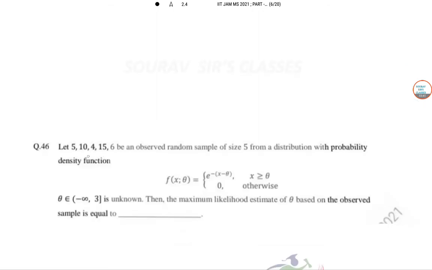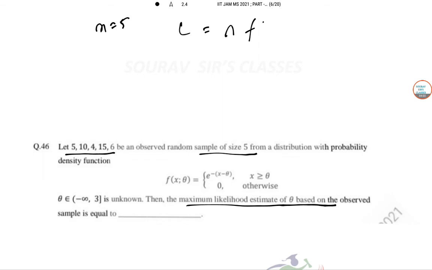In question 46, there are 5 observations, 5, 10, 4, 15 and 6, observed from a random sample of size 5 from a distribution with the given PDF, where theta is known. Then what is the maximum likelihood estimate of theta based on the given sample? So n equals 5, f of x, theta is given by this function. For the MLE, L is the product of f of x comma theta, so L is e to the minus summation of xi, e to the power 5 theta.